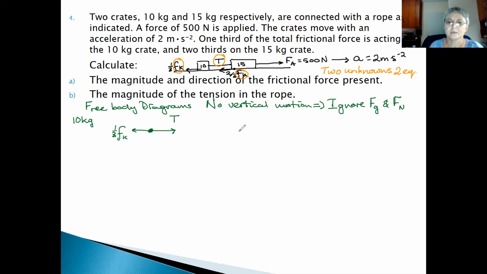On the 15 kilogram object, we have an applied force to the right of 500 newtons, and we have a friction to the left, 2/3 of the friction. And because tension runs in the string, there is also a tension in the string that is the same size as the tension the 10 kilogram object experiences. So here we have identified the horizontal forces acting on each of the objects. Now we need to build our equations.